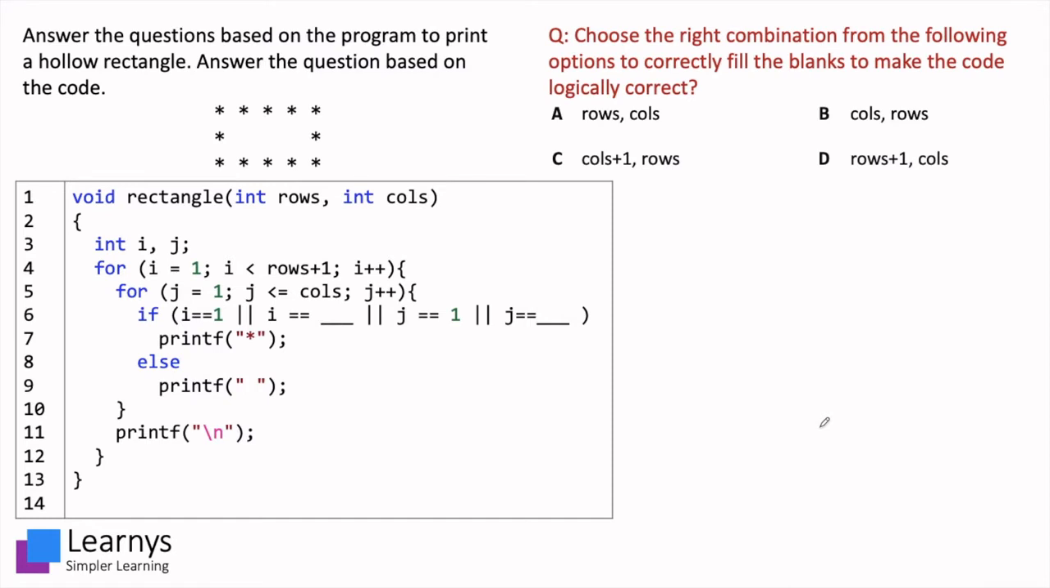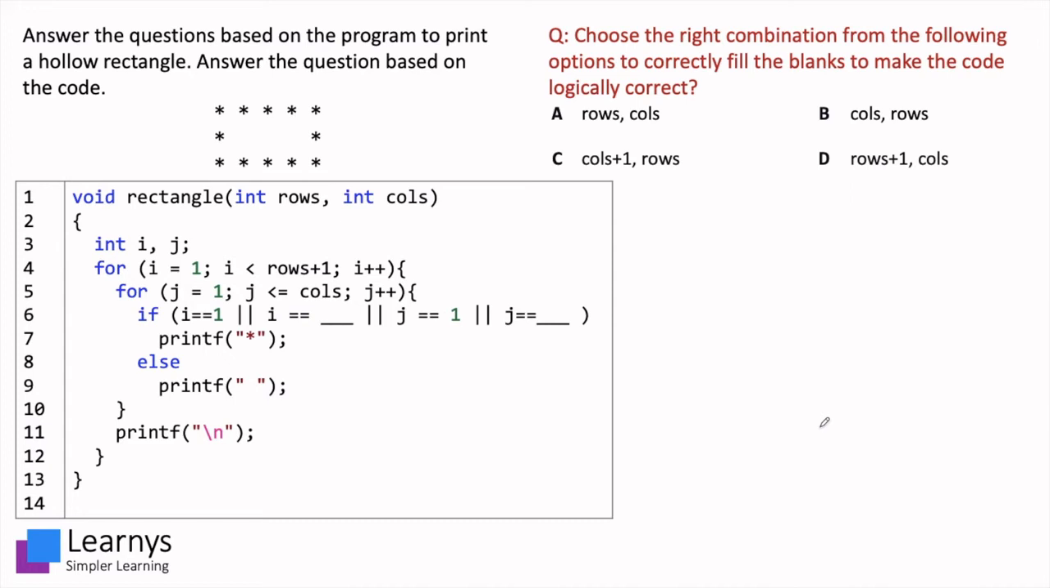Now let's look at this new question. The question here says that the program given to us, again a 13 or 14 line program, prints a hollow rectangle. What is a hollow rectangle? Basically, you're printing a pattern where only the border is there and nothing inside the border has been printed.